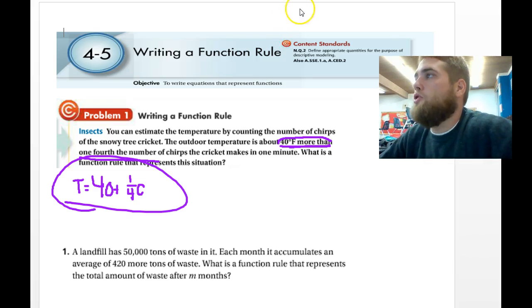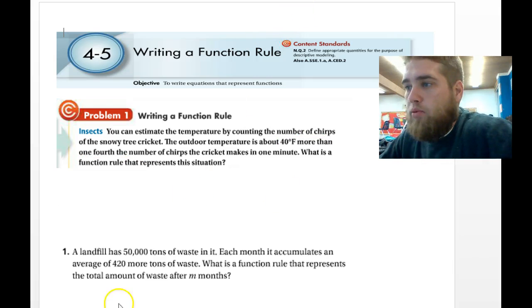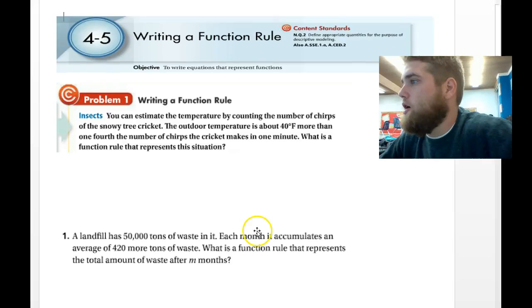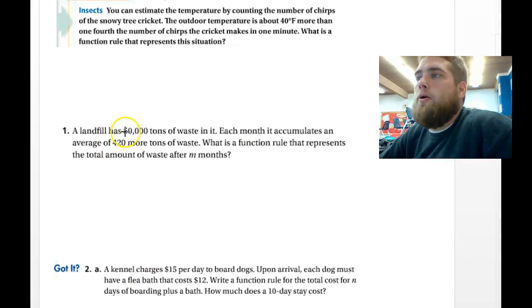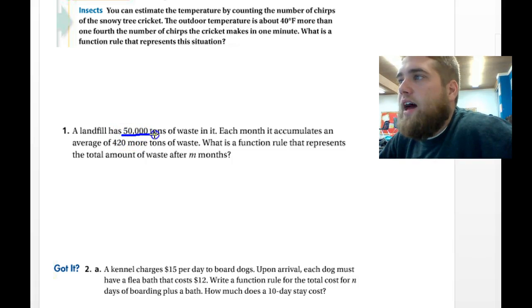Let's go blue. So, down to the next problem. A landfill has 50,000 tons of waste in it. Each month it accumulates an average of 420 more tons of waste. What is the function rule that represents the total amount of waste after m months?